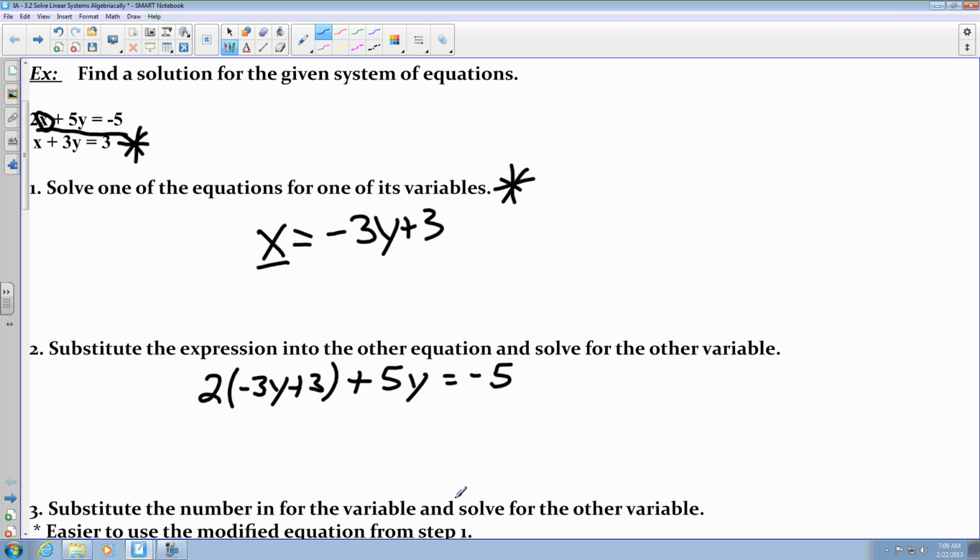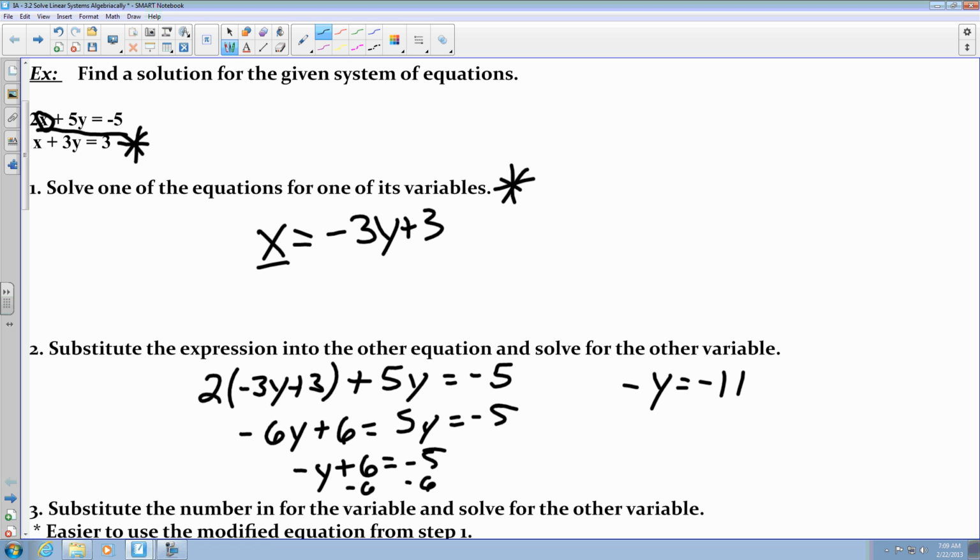Now I'm going to distribute the 2, so I got -6y plus 6 plus 5y equals -5. From here, this is where I can solve for y. So I'm going to combine like terms here. I got -y plus 6 equals -5. Subtracting 6 from both sides, I got -y equals -11. If I divide both sides by -1, y equals 11. So I find that my first variable y was going to equal 11.